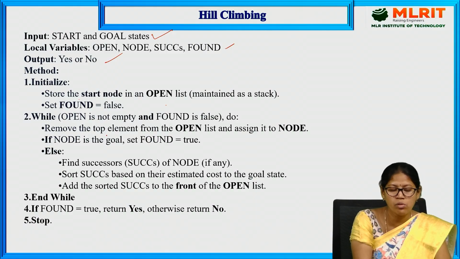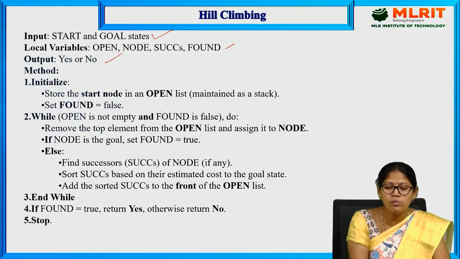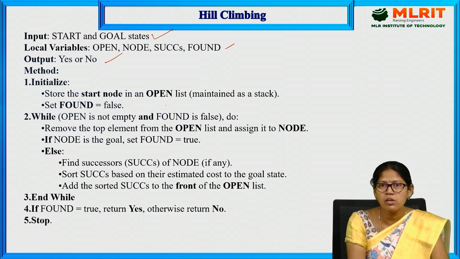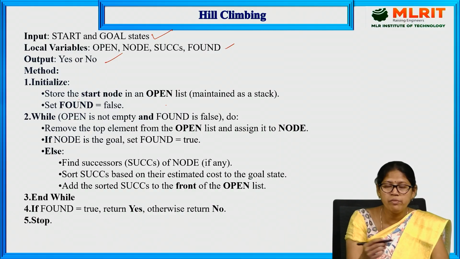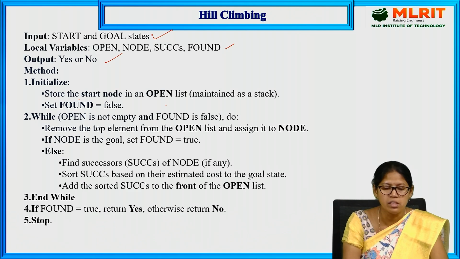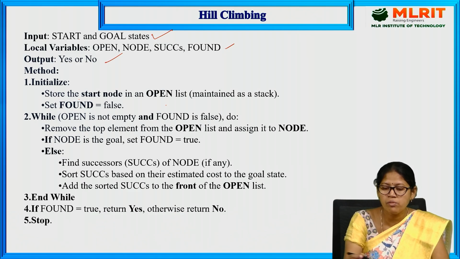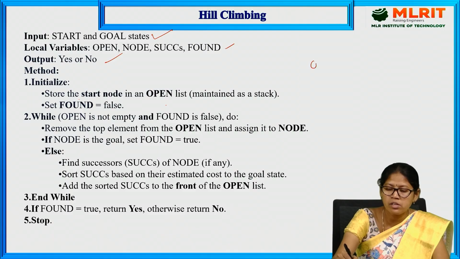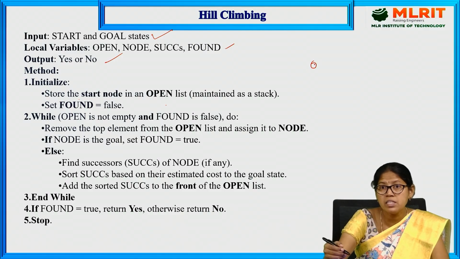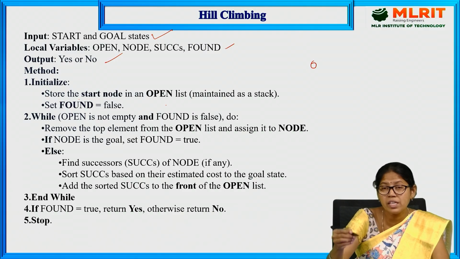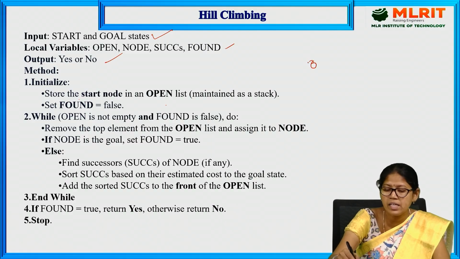If the node is the goal, then set found equal to true. Then what is the difference between branch and bound and the hill climbing algorithm? In branch and bound, every time it will carry all the nodes which are available in the open list. But in the hill climbing algorithm, whatever top element is removed from the open list, it will carry on in such a manner that it won't backtrack. Whatever least value is there will be taken as the top element.